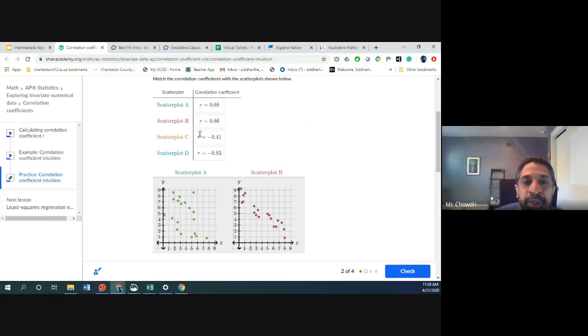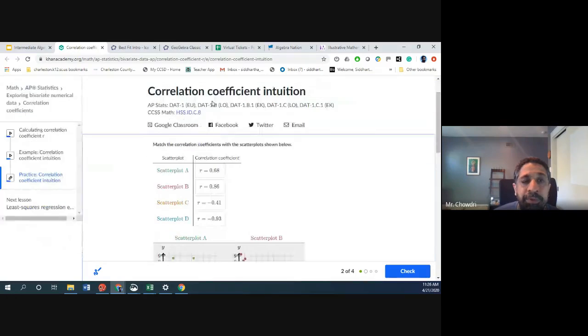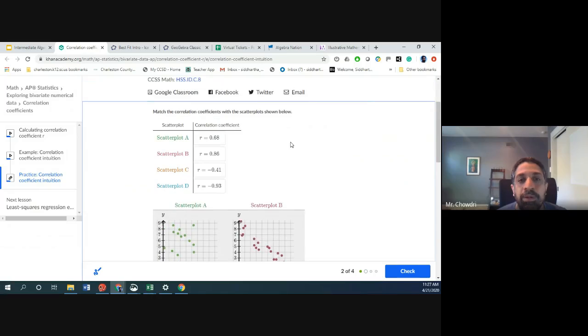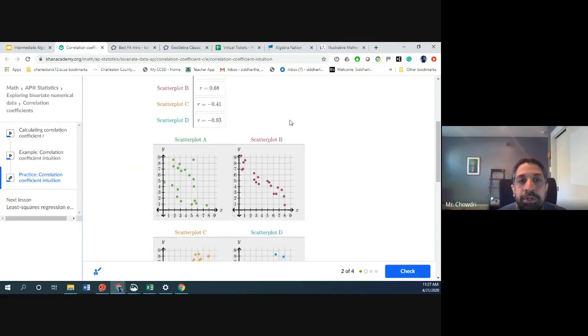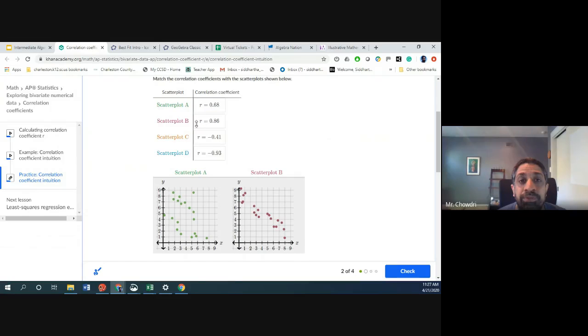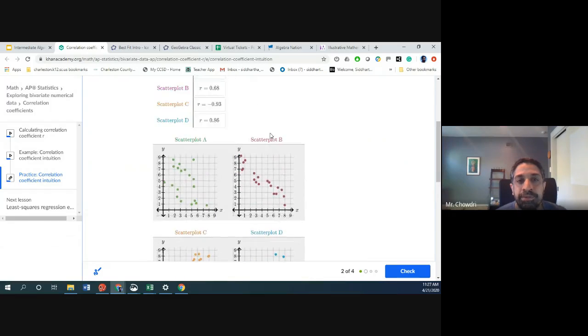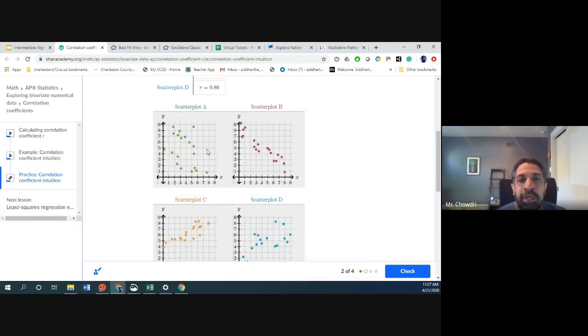So one little hint, some people were having trouble doing this. Some people had already jumped on and worked on this correlation coefficient. What you're going to want to do is move this up, and this correlation coefficient up and down to match the scatter plot that you see here. So if I look at these scatter plots, I got A, B, C, and D.